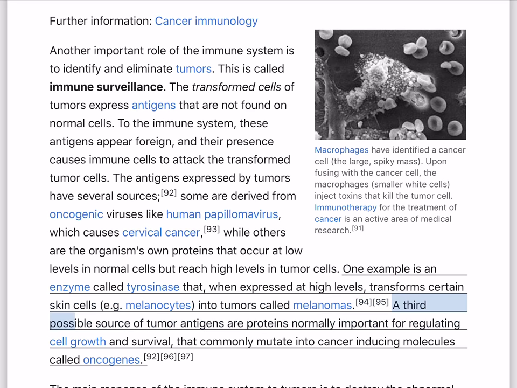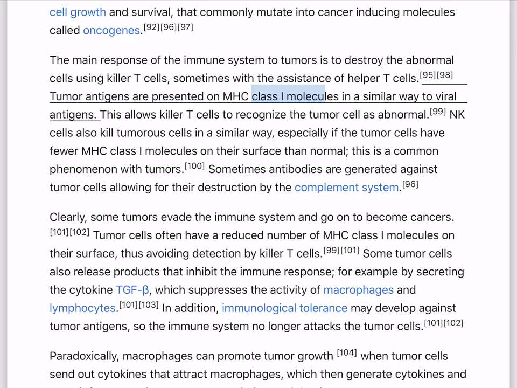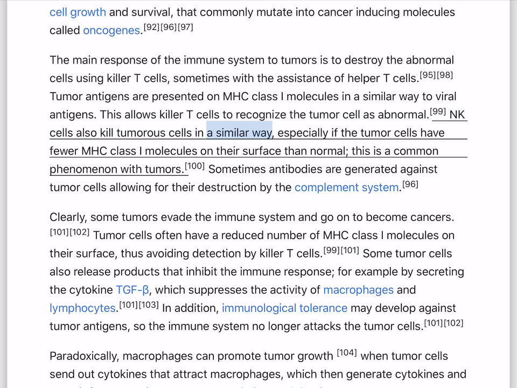A third possible source of tumor antigens are proteins normally important for regulating cell growth and survival, that commonly mutate into cancer-inducing molecules called oncogenes. The main response of the immune system to tumors is to destroy the abnormal cells using killer T cells, sometimes with the assistance of helper T cells. Tumor antigens are presented on MHC class I molecules in a similar way to viral antigens. This allows killer T cells to recognize the tumor cell as abnormal. NK cells also kill tumor cells in a similar way, especially if the tumor cells have fewer MHC class I molecules on their surface than normal.